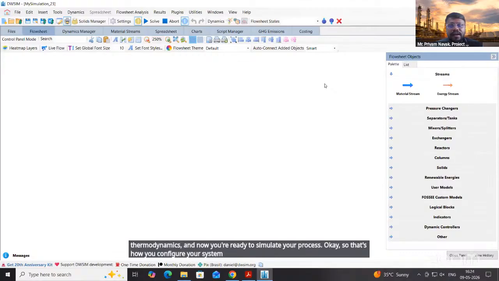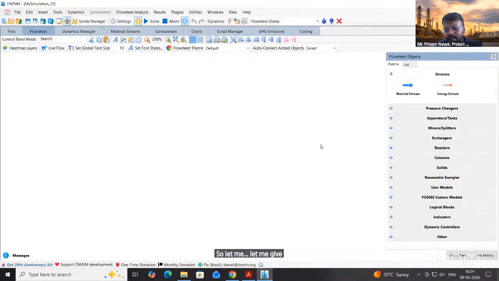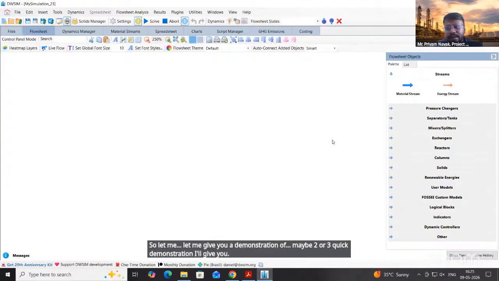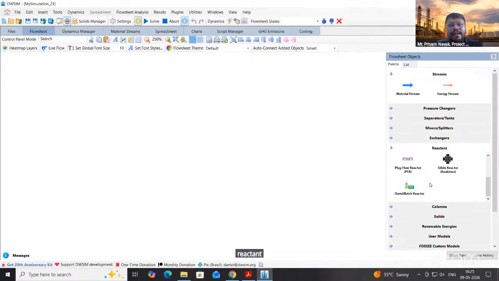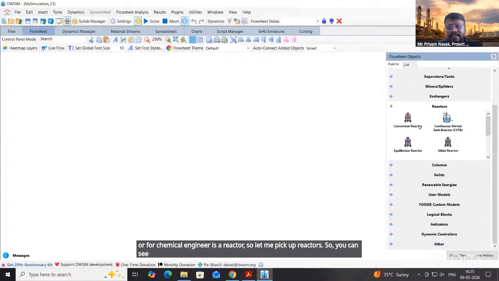And once it is configured, let me give you two or three quick demonstrations. For example, let me pick up a reactor, since for a chemical engineer the reactor is central. So you can see here there are different reactors: conversion reactor, continuous stirred tank reactor, equilibrium reactor, Gibbs reactor, plug flow reactor. There are different kinds of reactors here.